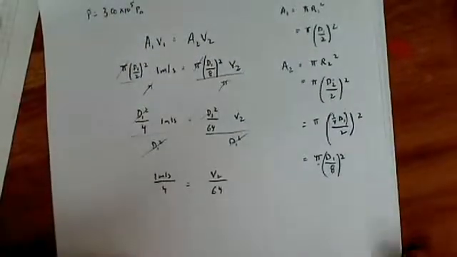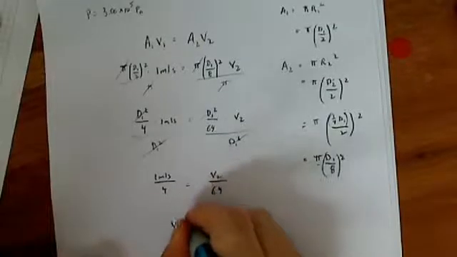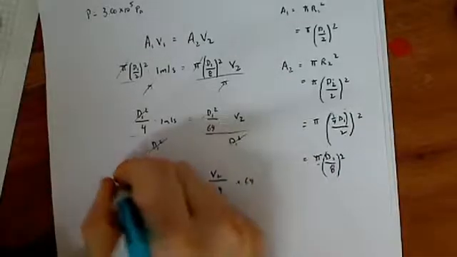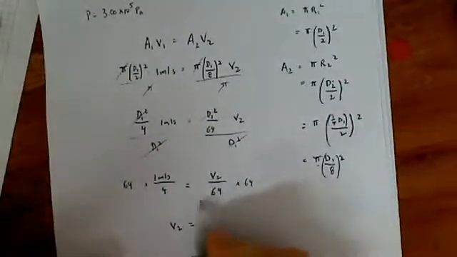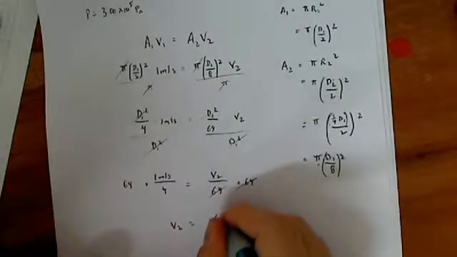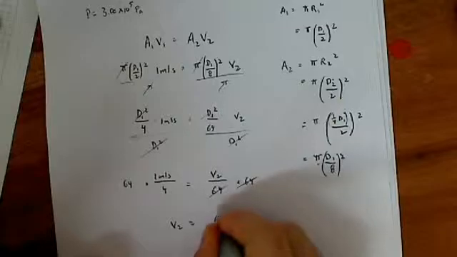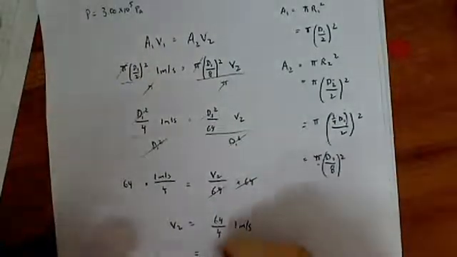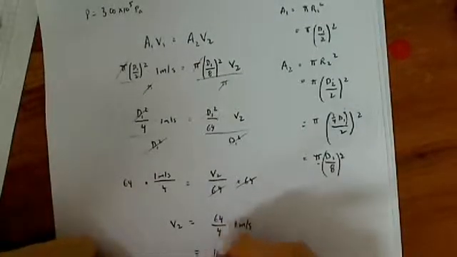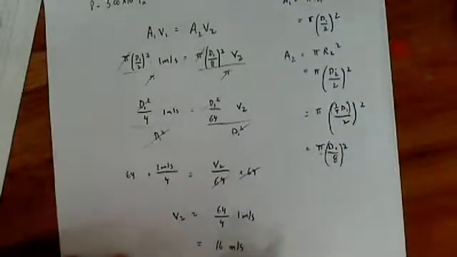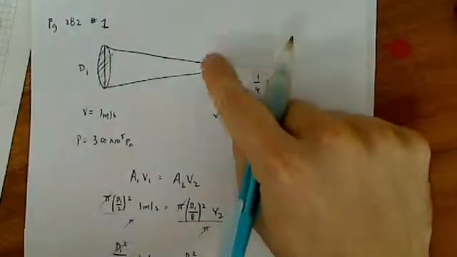Now it just comes down to solving for V2. V2 is equal to, multiply both sides by 64. 64 divided by 64 gives me my 1. So I get 64 divided by 4 times 1 meter per second. What does this give me? 16 meters per second. So that's my speed of the fluid at some point over here.